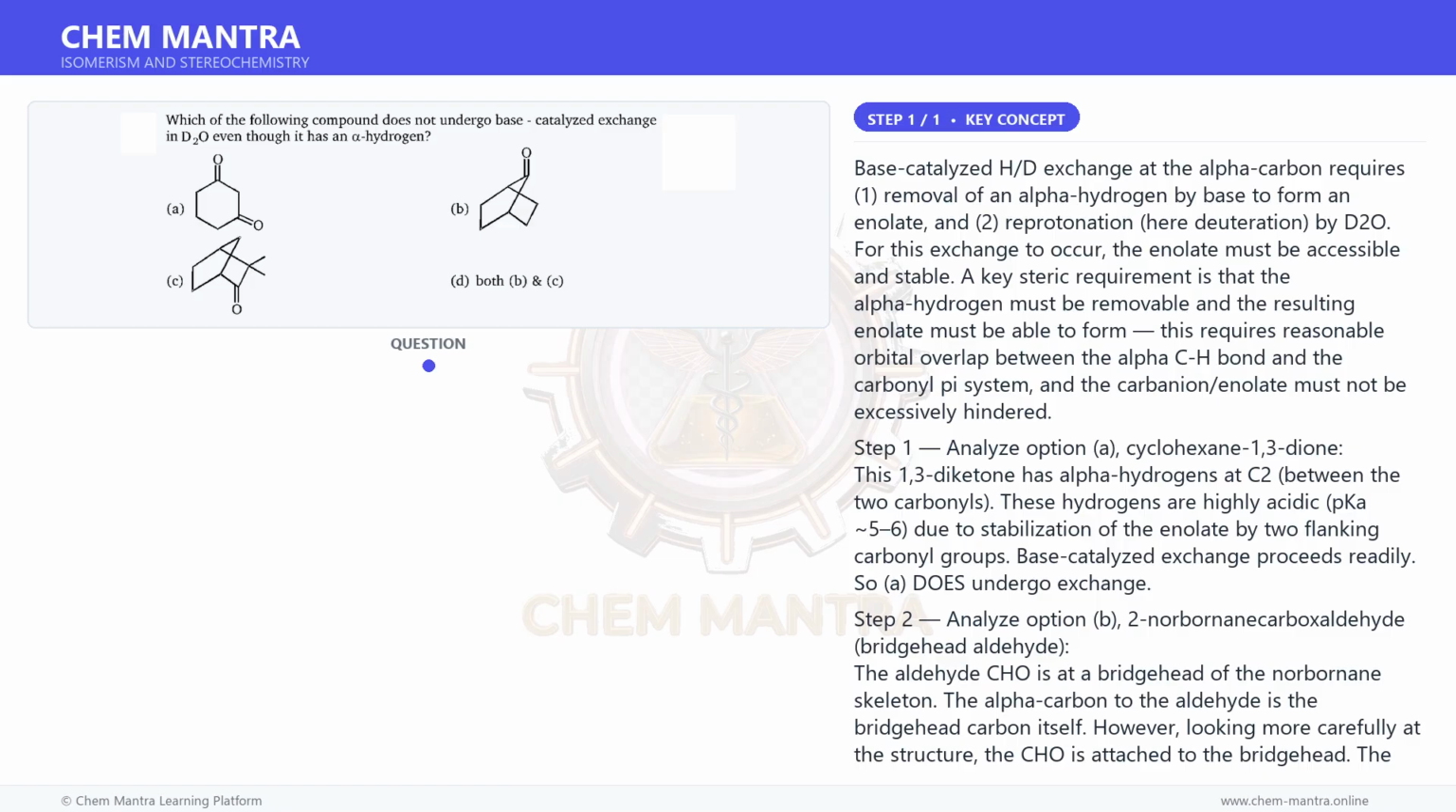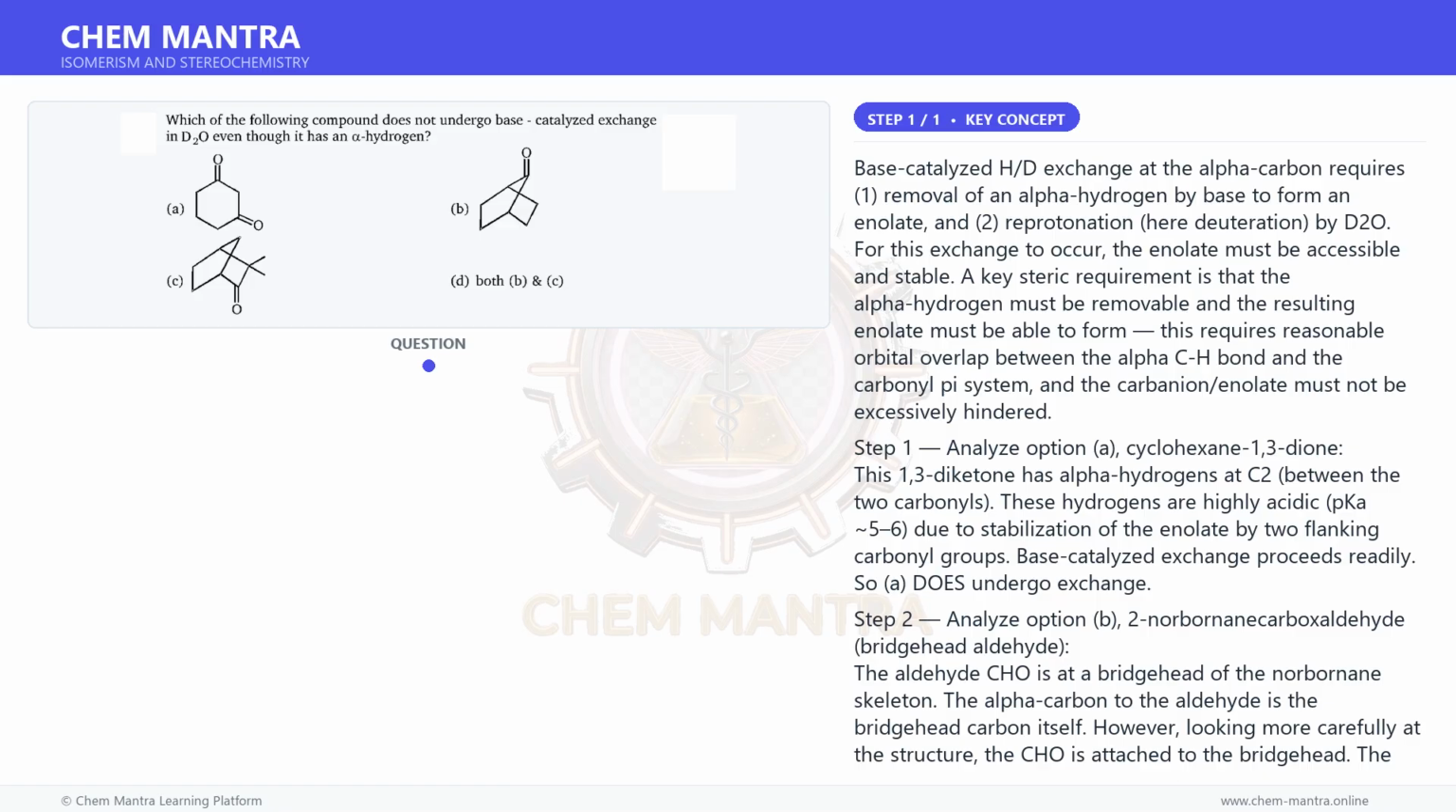Step 1. Analyze option A. Cyclohexane-1,3-dione. This 1,3-diketone has alpha hydrogens at C2 between the two carbonyls. These hydrogens are highly acidic, pKa about 5.6, due to stabilization of the enolate by two flanking carbonyl groups. Base-catalyzed exchange proceeds readily. So, A does undergo exchange.